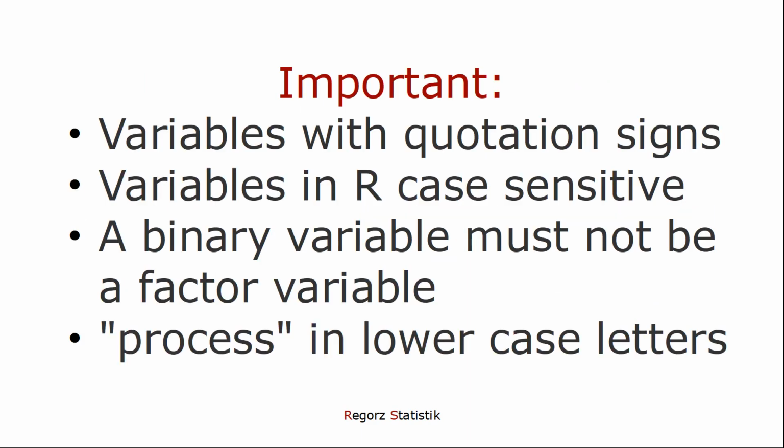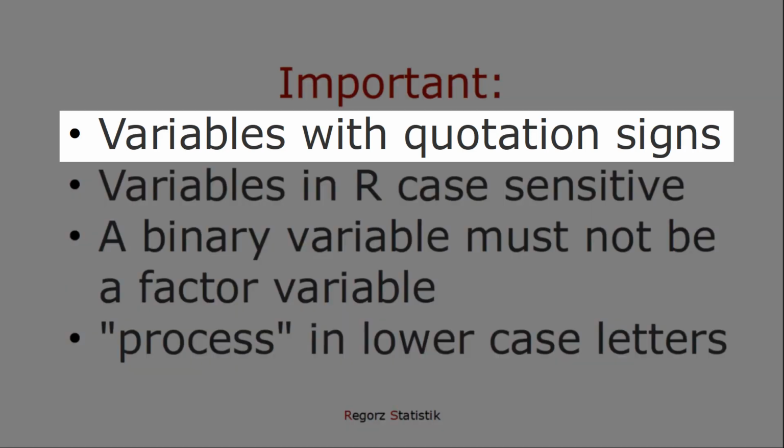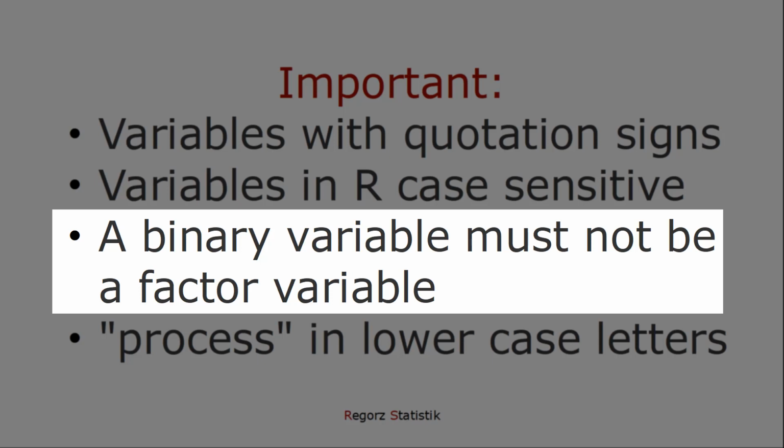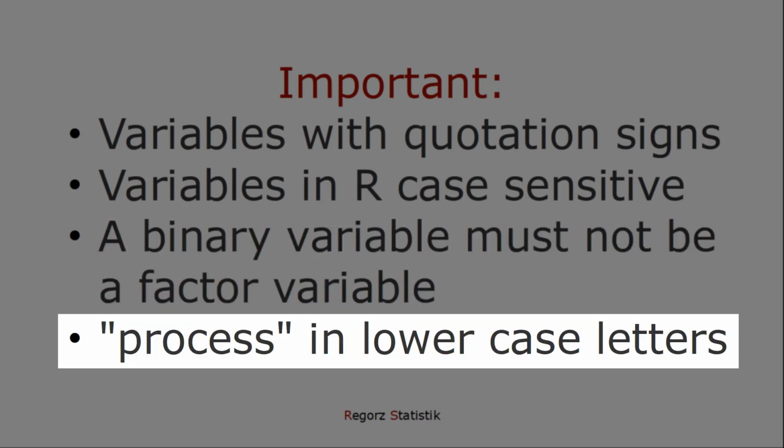Before we look at the command, 4 important points. First, you have to put in variables with quotation signs. Second, variables in R are case sensitive. The next important point, you may use a binary variable, for instance as an independent variable or as a moderator, but it must not be a factor variable. So if you have a binary variable you want to include, which is a factor variable, you have to transform it into a numeric variable first. And process is written in lowercase letters.